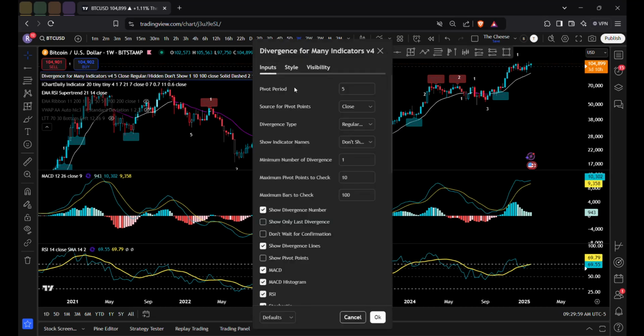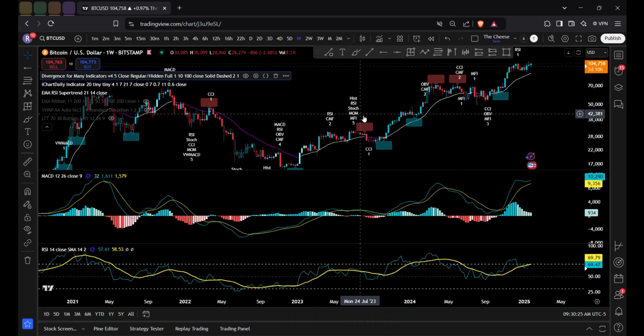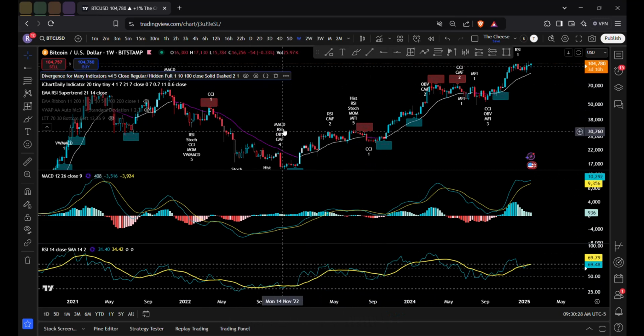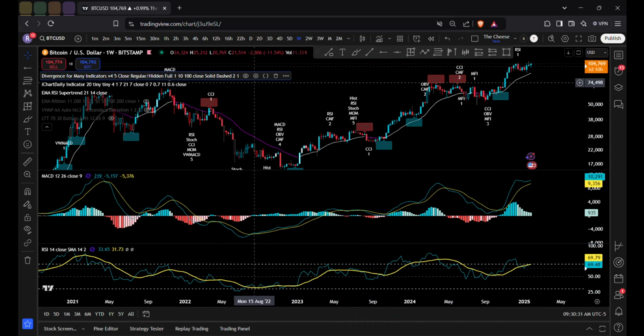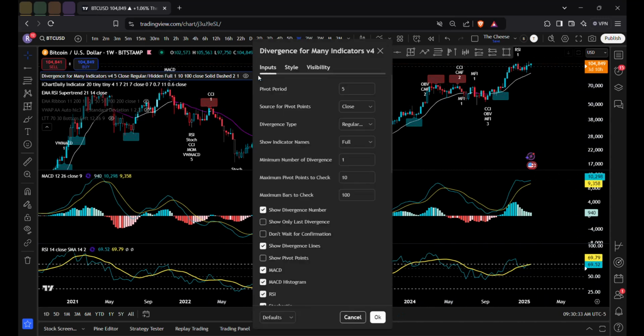Click on the second tab in inputs. I kept everything the same besides this. I changed it to regular and hidden, and I put the indicator names to don't show. I only want to see the numbers below or above to show me if it's bullish or bearish. If I see a number 4, 5, 6, I'll turn it back on to full, and then you could see it shows all of the divergences that are happening. But it starts to get a little bit messy when you have too much going on. You start drawing trend lines. So just to see momentum, I keep it on don't show.